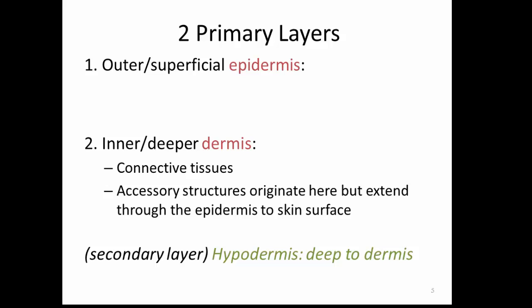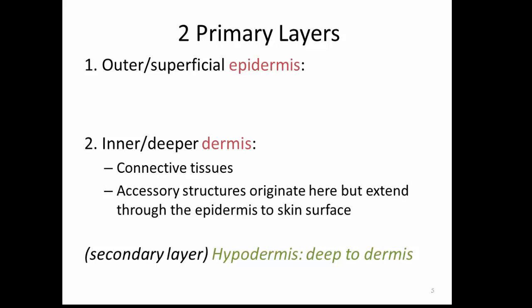The hypodermis, or the subcutaneous layer, is considered a secondary layer to skin. So the epidermis is the outermost layer. Also, we could say that this is the most superficial layer to skin. The epidermis is primarily composed of keratinized, stratified, squamous epithelial tissue. And it's almost entirely composed of one cell type, which are keratinocytes. But there are a few other cell types present there that we'll talk about later.